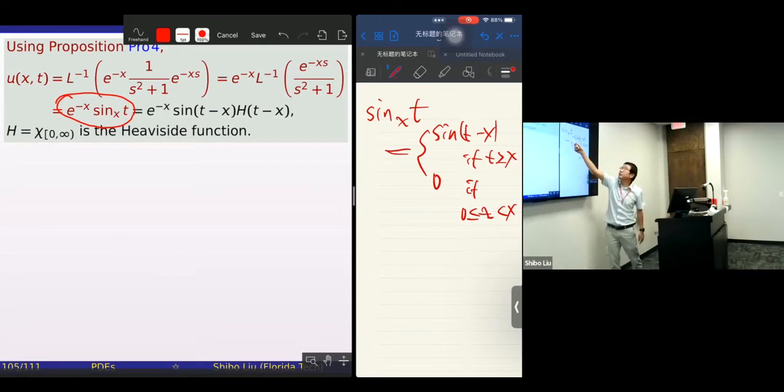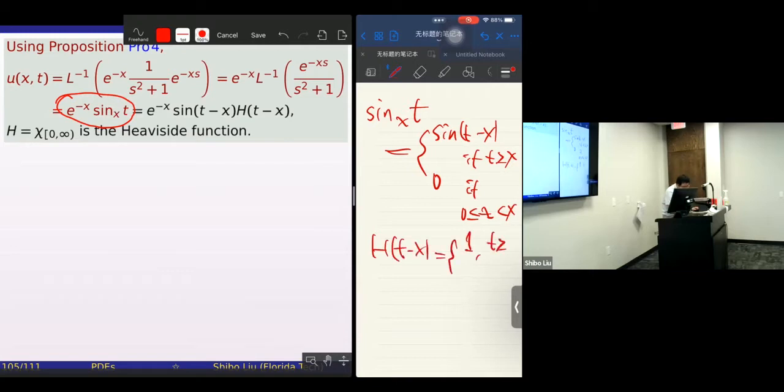Applying our definition to this. But what is H of t minus x? H of t minus x is 1 if t is greater than x, 0 if t is less than x. Okay, that is capital H. This is the characteristic function of the interval 0 to infinity. So when t is greater or equal to 0, it is 1. When t is negative, it is 0. So correspondingly, H of t minus x is given here.